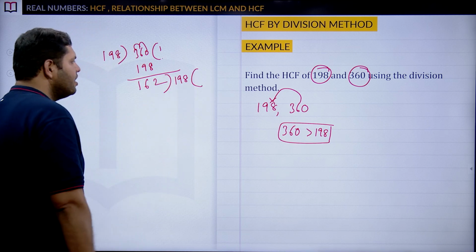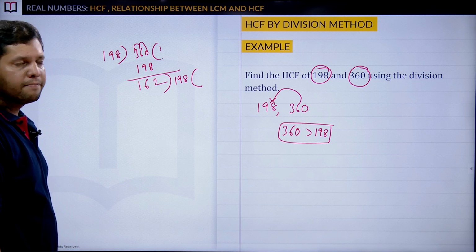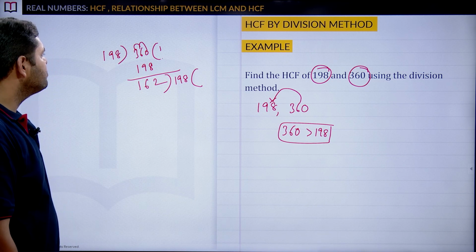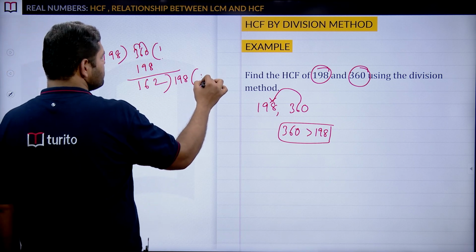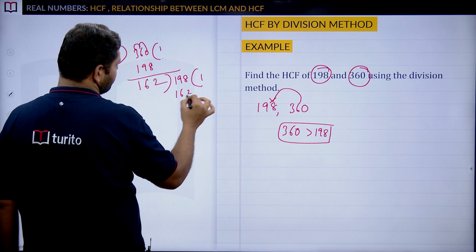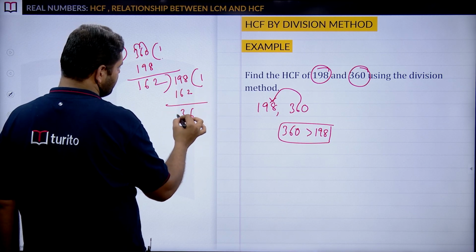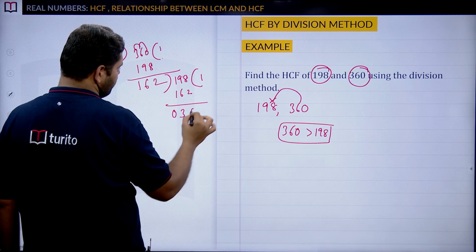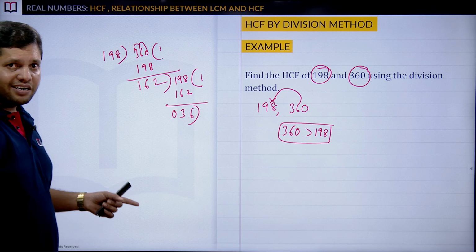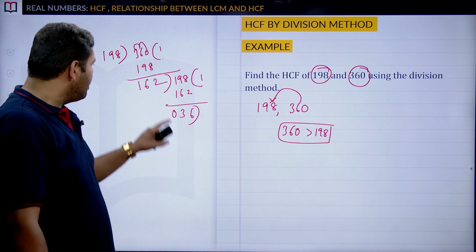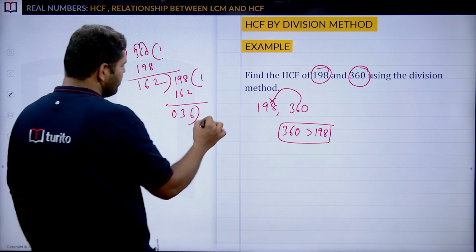Now 162, 198. Can you tell me how many times we can take? Tell me, children. Again the same, one time only. So 162 one time is 162. So 8 minus 2 is 6, 9 minus 6 is 3, 1 minus 1 is 0. Again the same, children. So this remainder acts as the divisor again, and this divisor acts as the dividend. So I am writing 162.